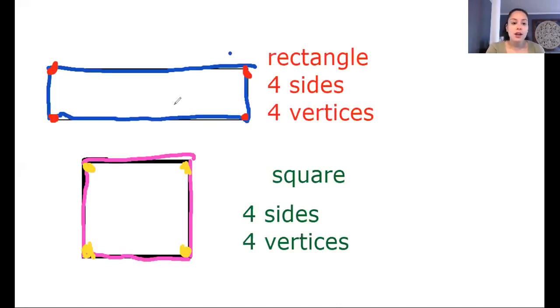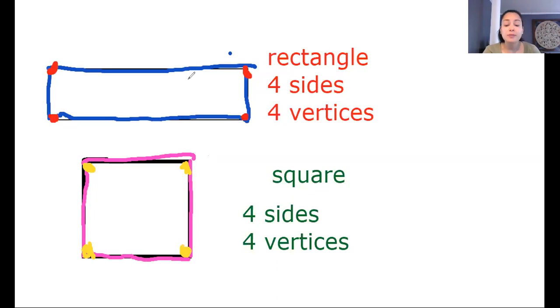Do you remember that a square and a rectangle might look the same sometimes, but they're different. All the sides of a square are the same length. That means they're the same size. One's not longer, one's not shorter. They're all the same size.